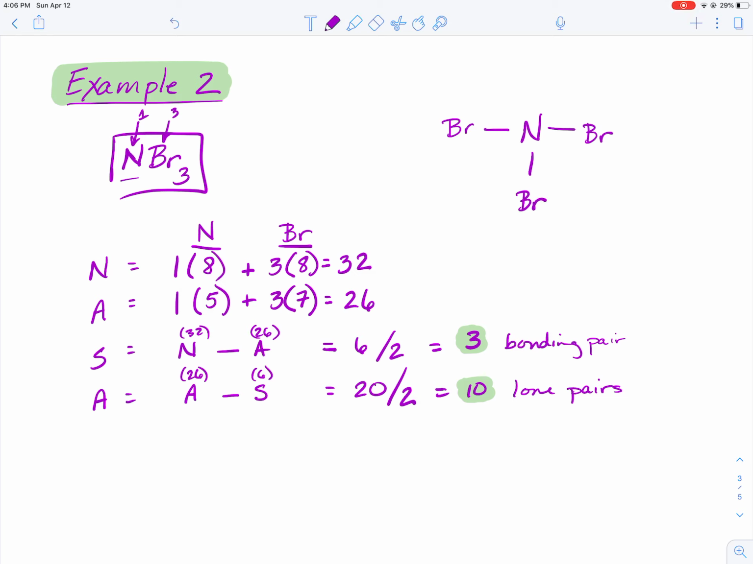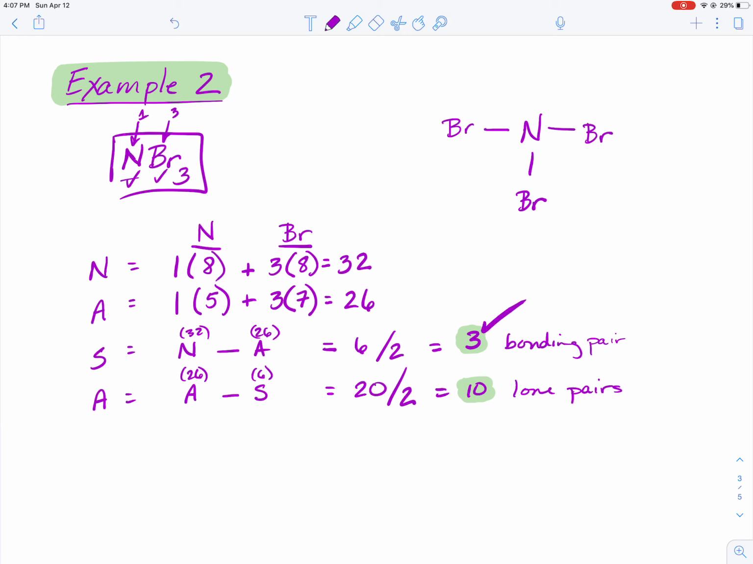And what I'm going to do is, I've got all of the atoms represented, check. I've got the nitrogen and all the bromines represented and attached with at least one bonding pair. So I'm going to check and make sure those numbers are matching. So I have 3 bonding pairs here. I've got 1, 2, 3, check.